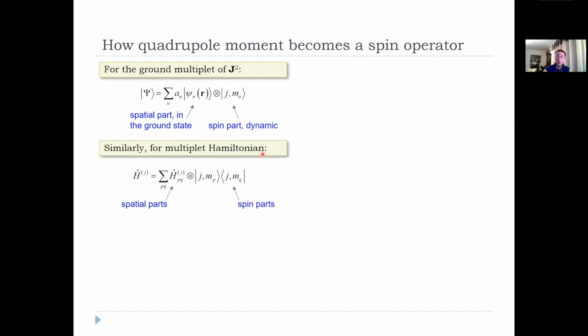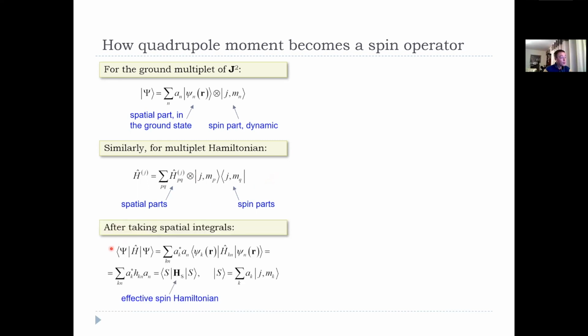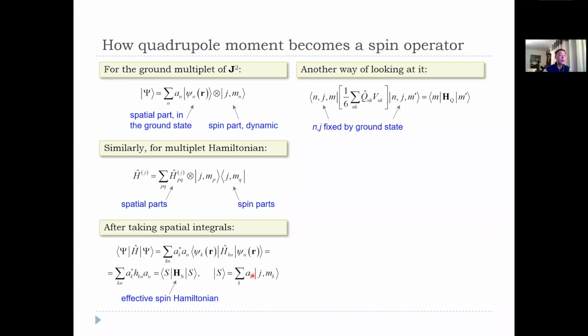For the Hamiltonian, necessarily, we have direct products of spatial blocks and the spin blocks, and it's a linear combination of them. And then if we were to take the matrix element of that, we split it into the integrals with respect to space and the integrals with respect to spin, which are just, in this case, Kronecker symbols. And so after the dust settles, we have effectively a spin interaction, because all these spatial integrals are just constants, right, depending on the system.